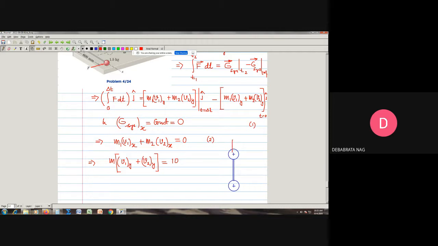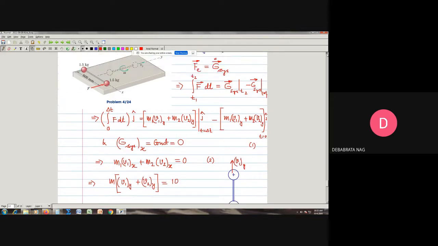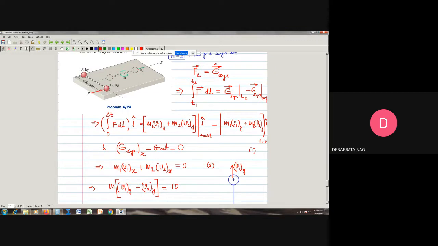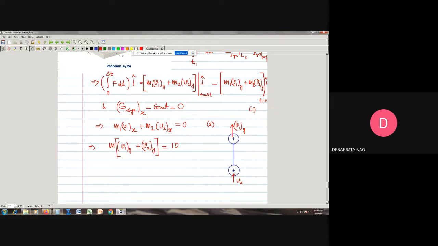Suppose this is the velocity of the center of mass of this sphere. If we call this v1, then the velocity of the second mass is v2, along the y direction, because the y-axis is taken along the rod. So you see these two velocities must be equal. Otherwise, the distance between these two points is not going to be constant.